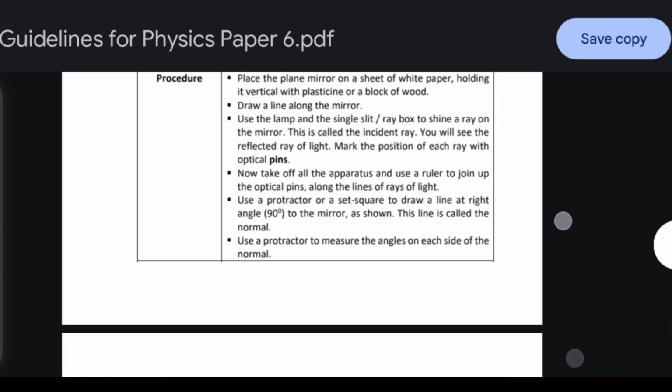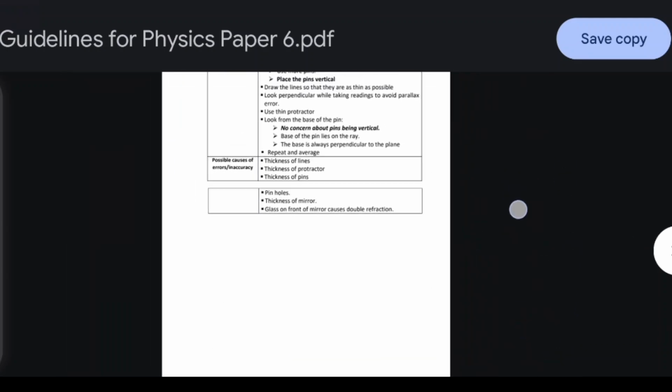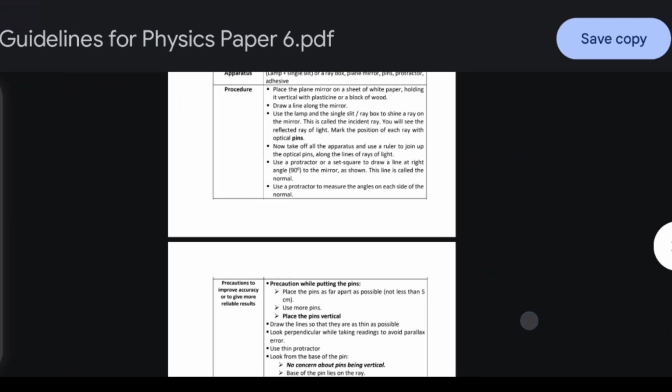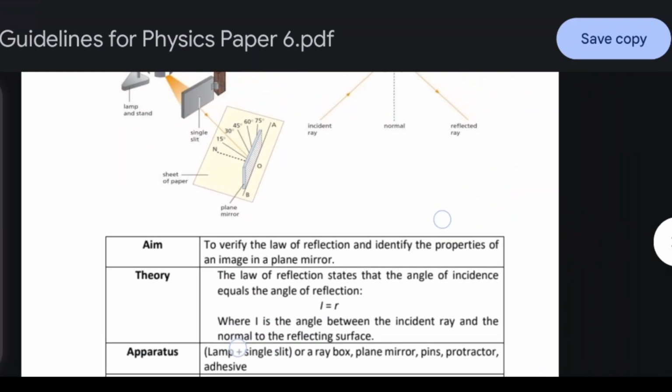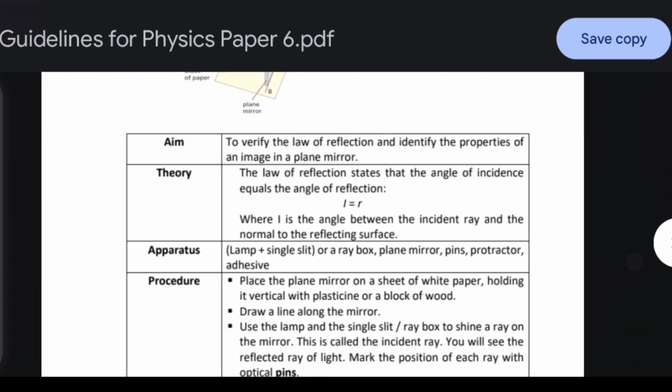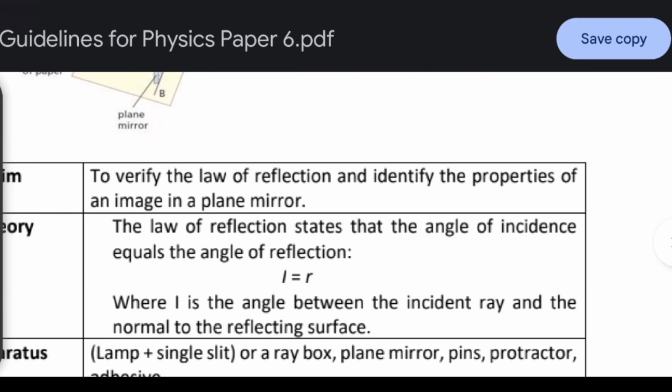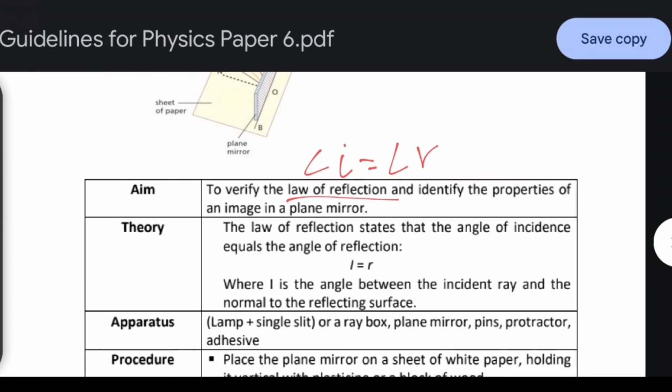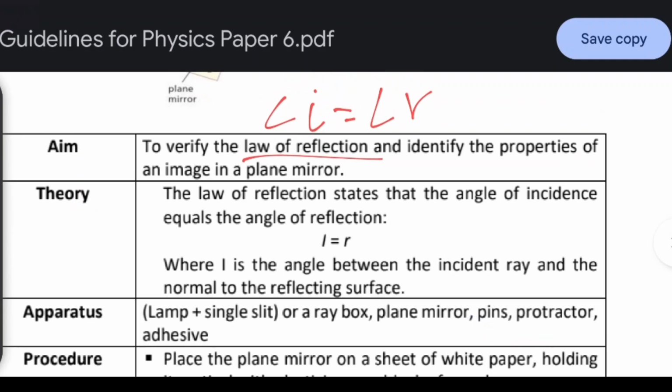Okay, you may be asked to draw using this ray box diagram, to verify the law of reflection and identify the properties of an image in a plane mirror. You're going to verify the law of reflection, in which angle of incidence is equal to angle of reflection, and identify the properties of an image formed by a plane mirror: is it inverted, is it the same size as the object? Of course, it's the same size as the object.